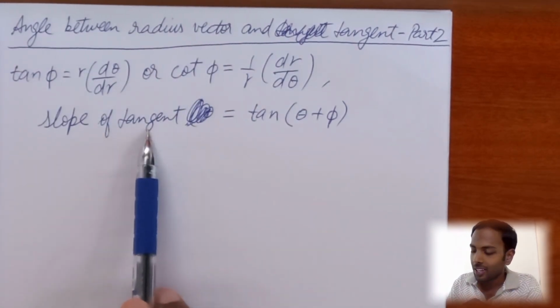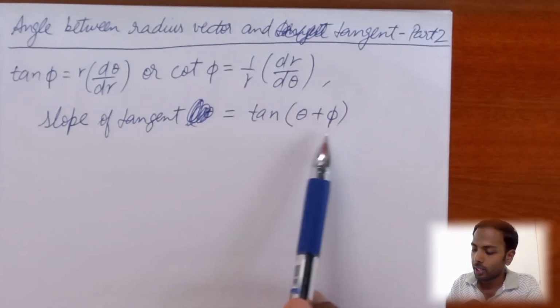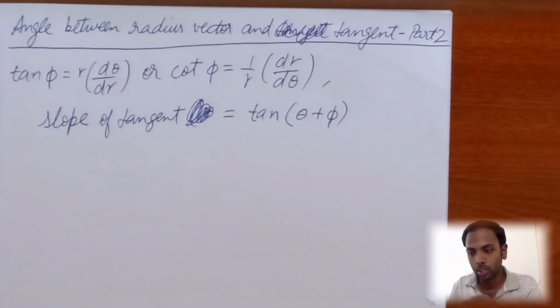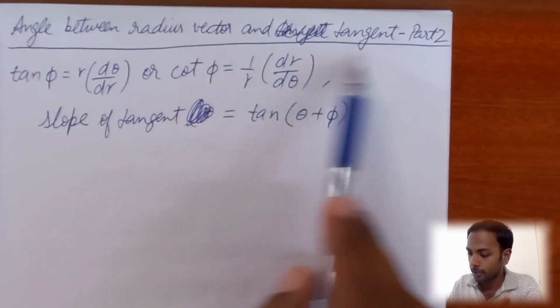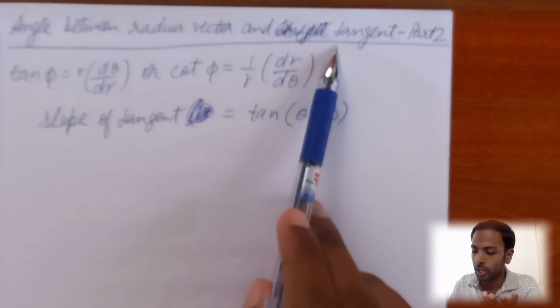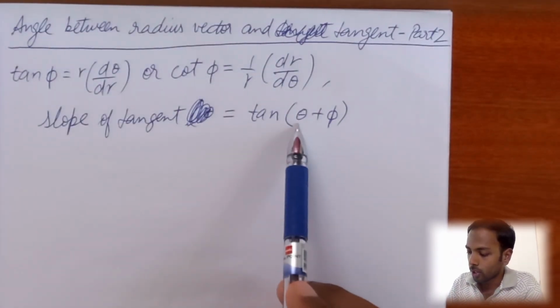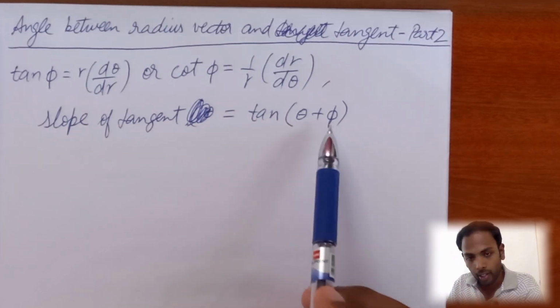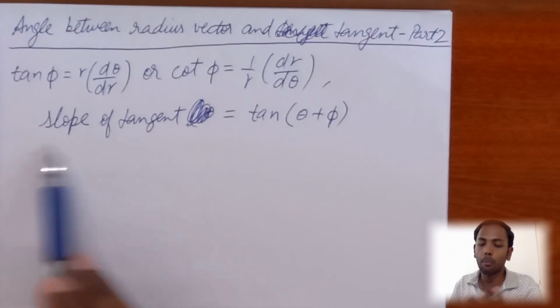Slope of tangent is given by the formula tan of theta plus phi. Theta will be given to you in the question itself. Phi we have to find, which is nothing but the angle between the radius vector and tangent. So theta will be given to you, phi you have to find, and tan of that addition will give you the slope of the tangent.